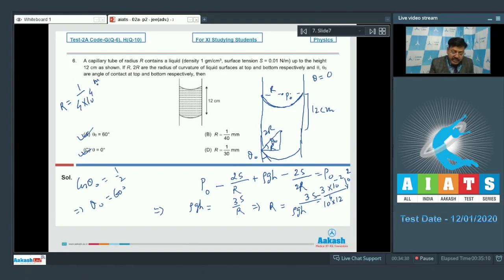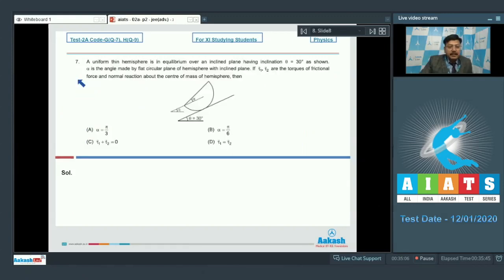Now to get this value in millimeter, we need to multiply it by 1000. If we do that, we find that R is simply 1 by 40 millimeter. And if we look at the options, B is matching. So B is also correct and D is incorrect. That means for question 6, A, B and C are the correct options. Let's go to the next question now.